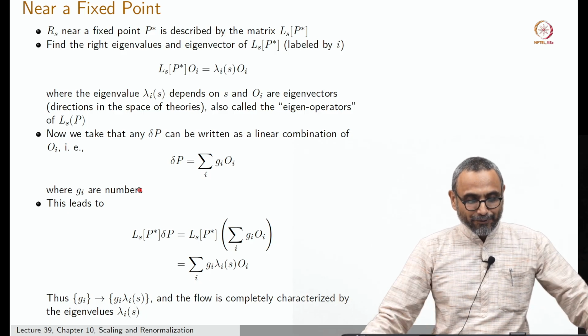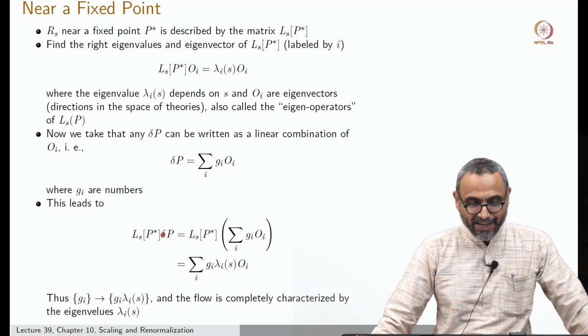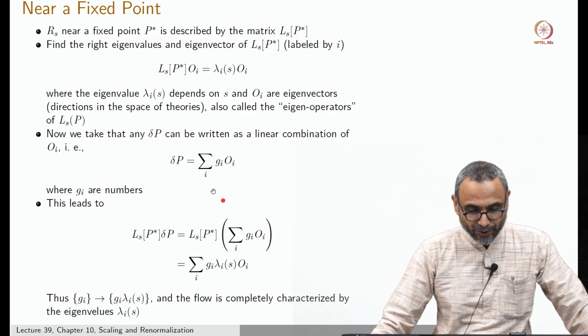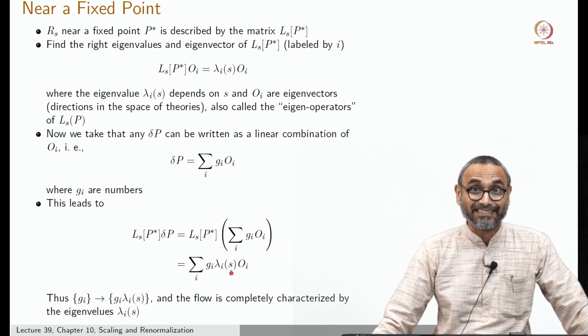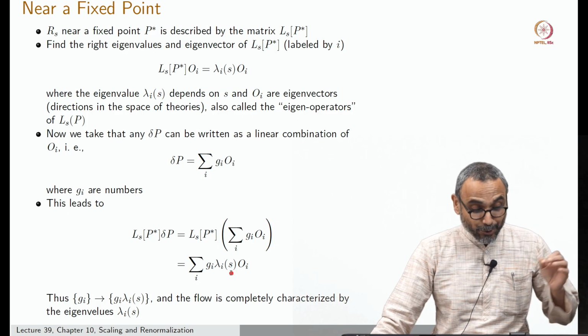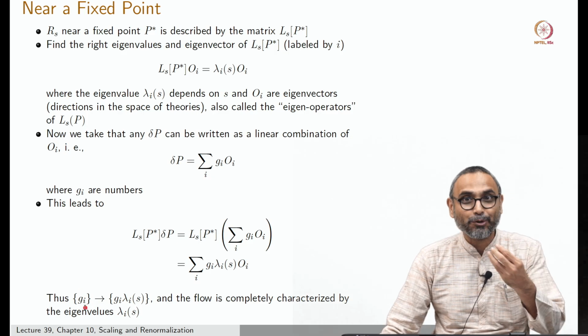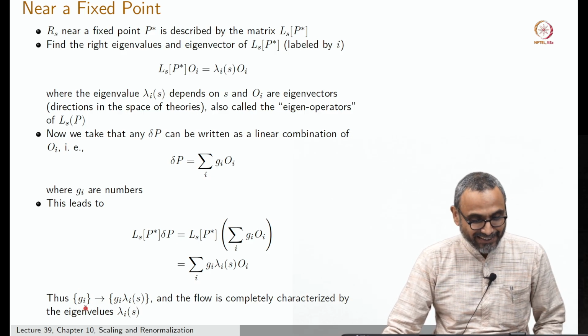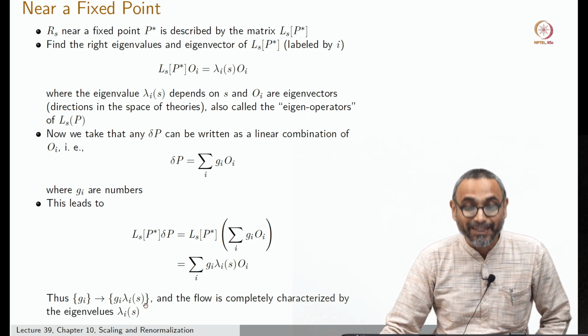Now I have postulated that this is the eigenvalue equation. So if I look at the action of Ls of P star on delta P, where delta P is now expanded in terms of this Oi, you will see that these gi will transform to gi times lambda I of S. So now you see we have found the flow equation for gi. Under the renormalization group transformation by a scale factor S, this gi will change and go over to gi times lambda I of S.